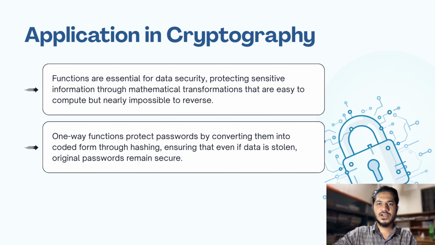In cryptography, functions are used to secure data. One-way functions are used to protect passwords. When we enter a password, it is converted into a coded form called hashing. This makes it very difficult to get the original password, so user data remains secure.